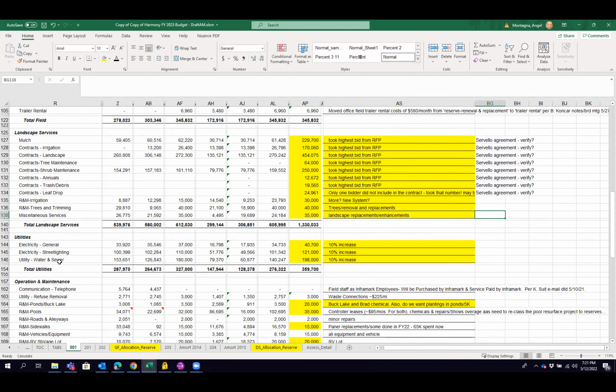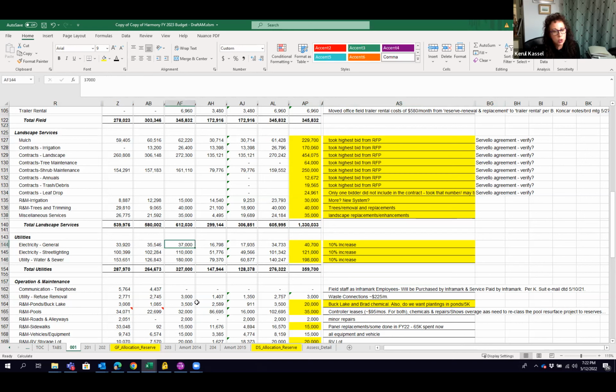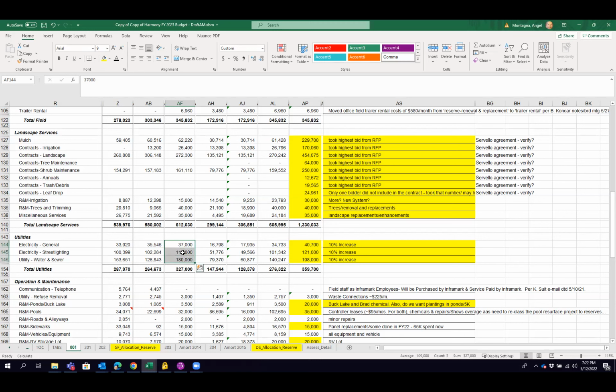Your electric, street lighting, water and sewer, everything's increasing about 10%. So what I did is took what you were currently budgeting and added 10% to it, which is where those numbers came from. But I don't understand how, if we're adding 10% to 276, which is our total projected, is it not? You added 10% to this year's budget, not to this year's projection. Right. I added 10% to what you currently budget.